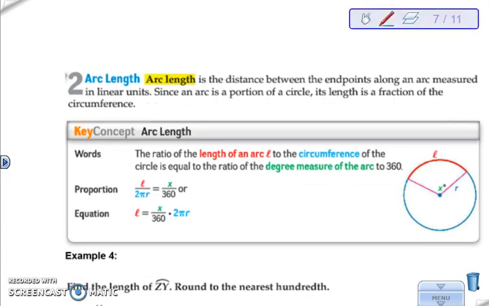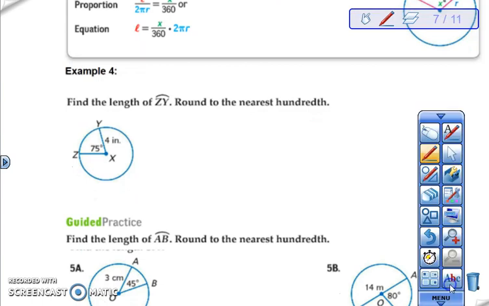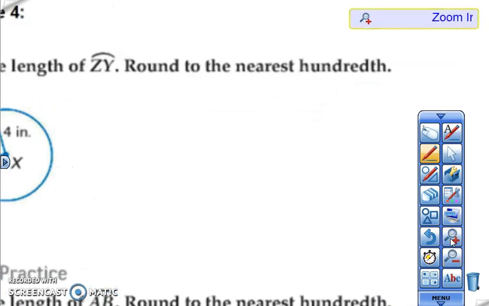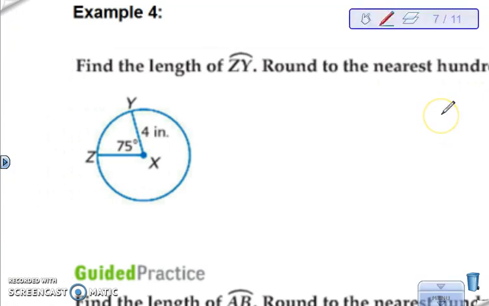All right, so the next thing to look at is arc length. Right, so the length is the actual distance, right? It's going to be given in inches or meters or centimeters or whatever they give us for that particular problem, but it is not going to be in degrees because that is a measure, right? So we're going to set it up very similar to how we did the one just before.